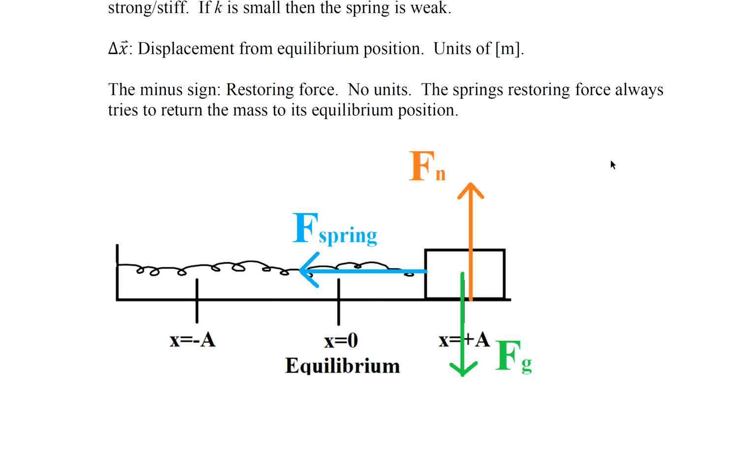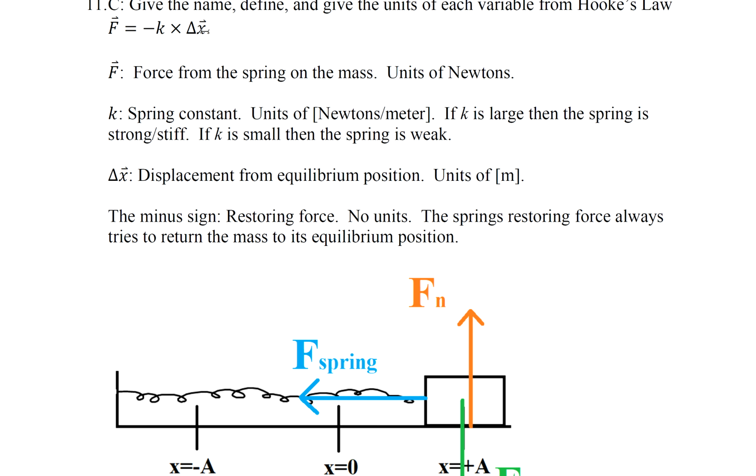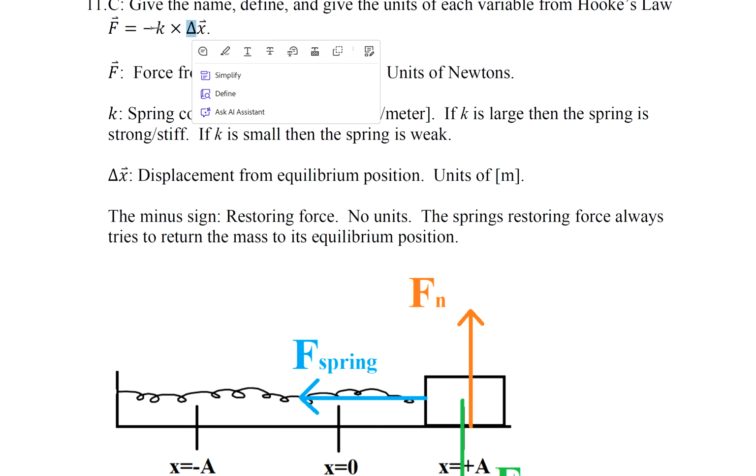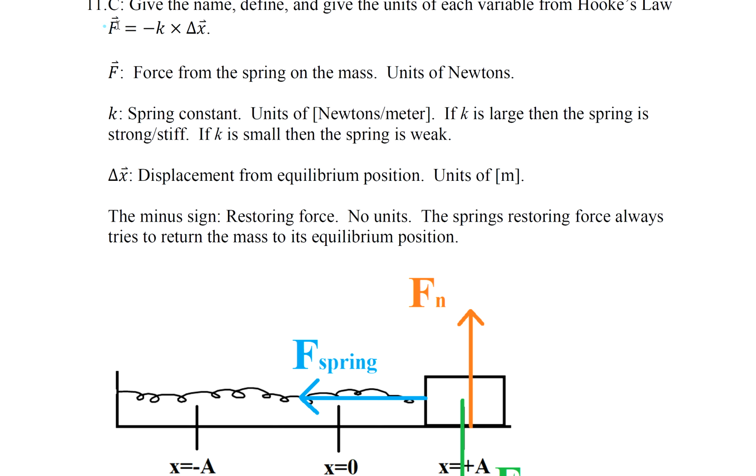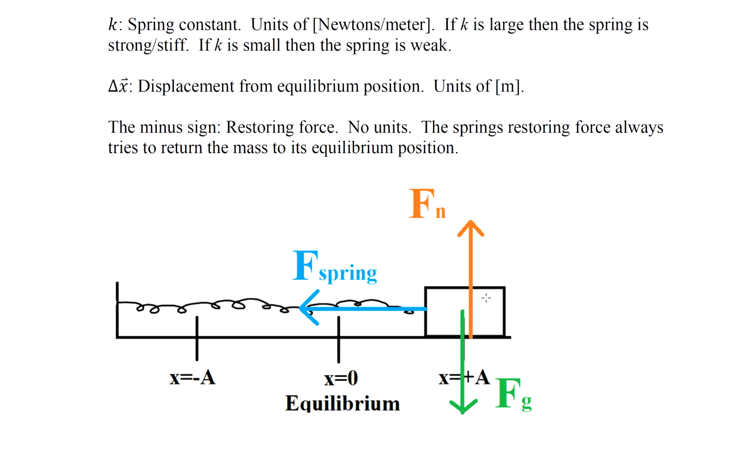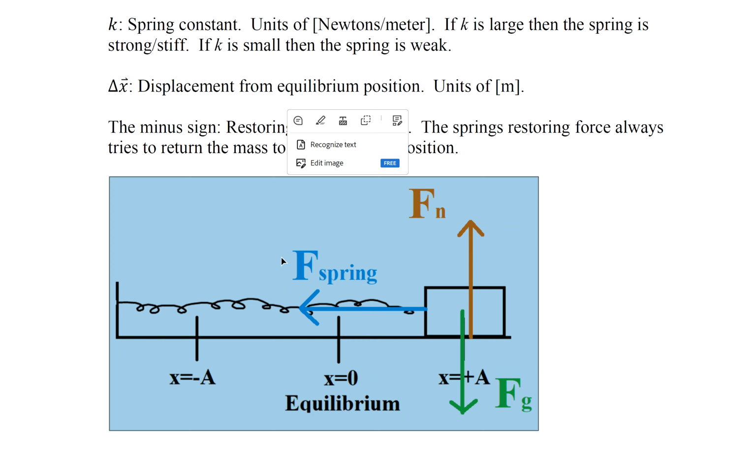So take a look at this image here. If you start a spring at x equals 0, it's not moving. If you stretch it to x equals plus A, and you release it, x here is positive. If you look at this equation, if delta x is positive, and there's a negative sign, then F is negative. That means the force points towards the equilibrium position.